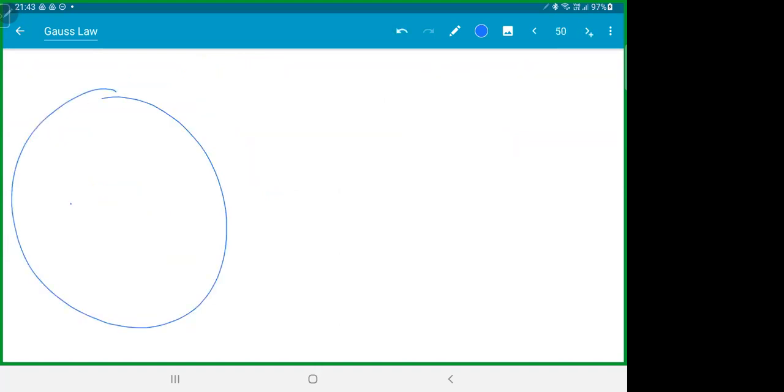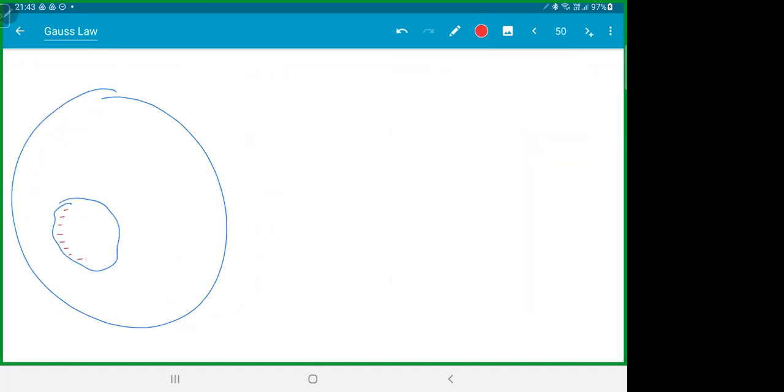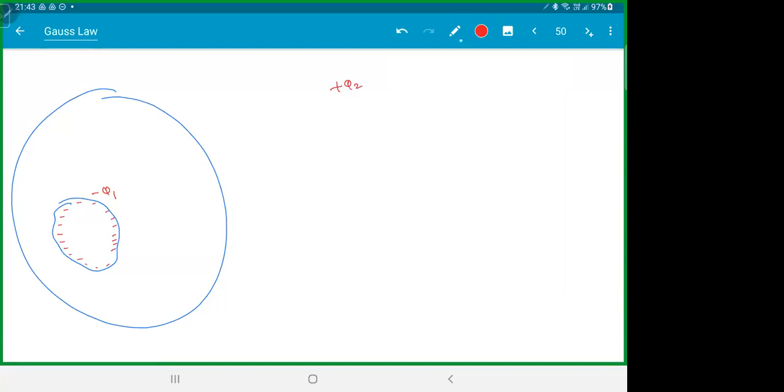I'll just show you that diagram. I'm asking you to find the force due to this guy and this guy. We want the force between these two.